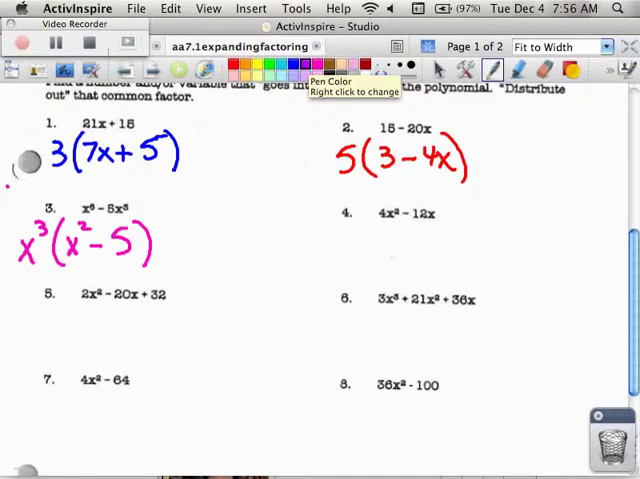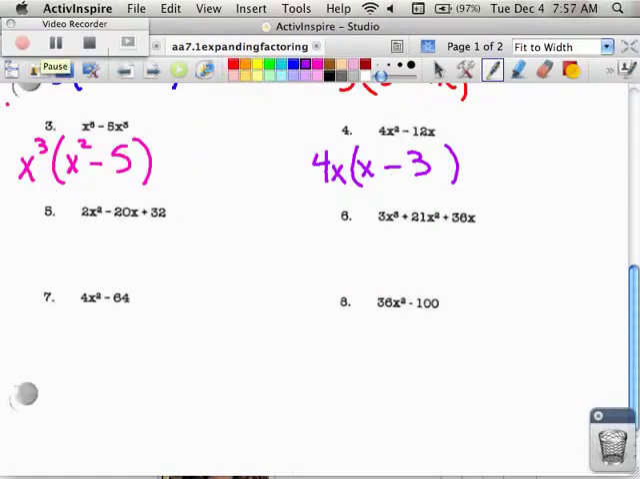In number 4, not only do I see that 4 goes into each of the terms, 4x squared and minus 12x, but also an x. So I would factor out a 4, because it goes into both terms, and I would also factor out an x. And then left over would be an x, a minus sign, and a 3. Because 4x times x is 4x squared, and 4x times minus 3 is minus 12x.